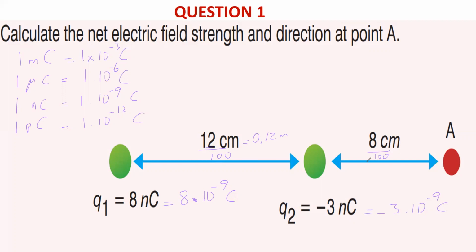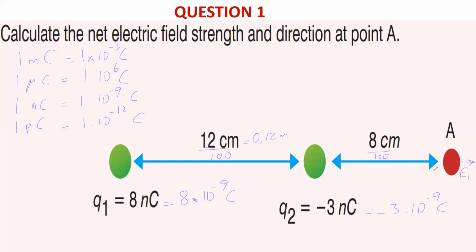And then what was the other important point for electric field? Positive always repels. So it is positive Q1. So E1 repels point A. So the direction of E1 is to the right. This is the direction of E1.